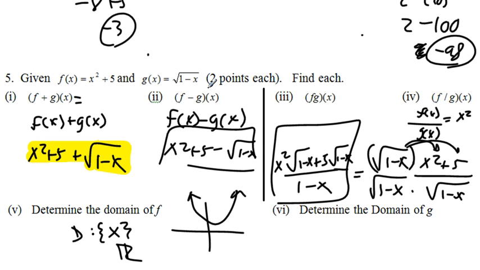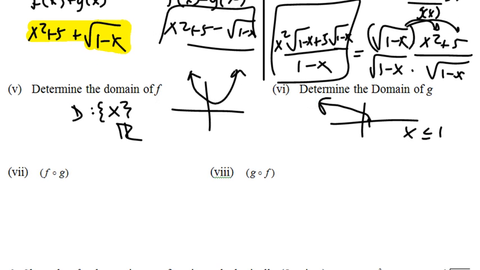Domain of g, if you were to graph this guy right here, it would look something like this, starting at the point 1, and then it goes like this. So that means my x has to be less than or equal to 1, meaning you start at 1 and then it goes forever to the left right there. And let's do these compositions.